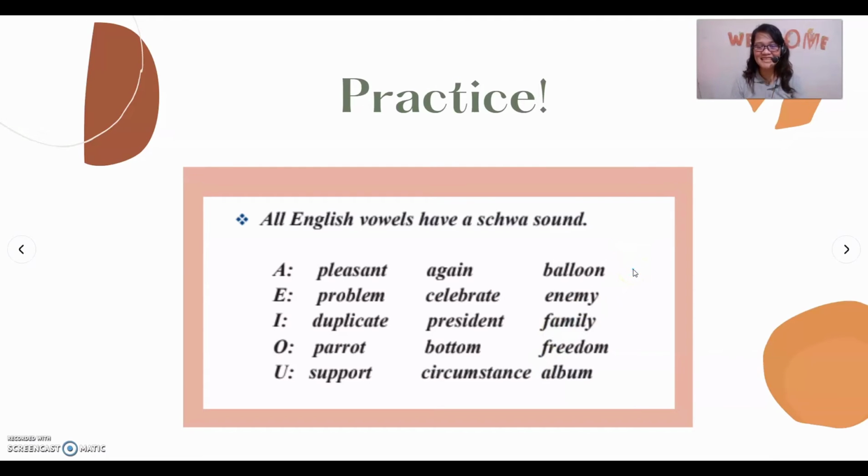Okay, so let's continue. This one, problem. The stress is on the first syllable, problem. And here's the schwa sound. What is your problem? What's your problem? Problem. Next is celebrate.